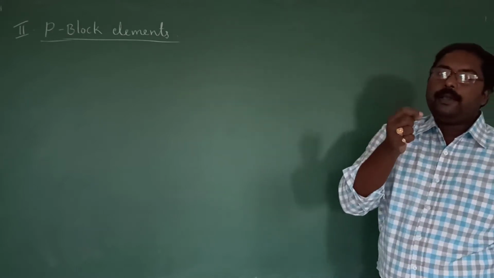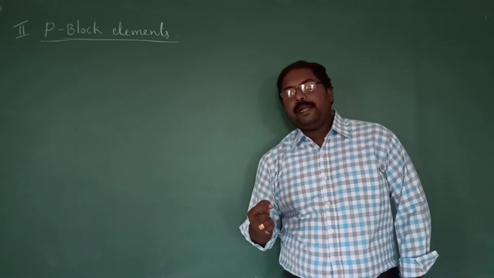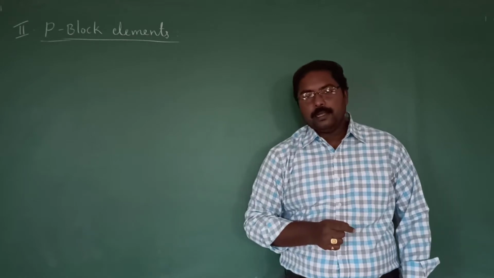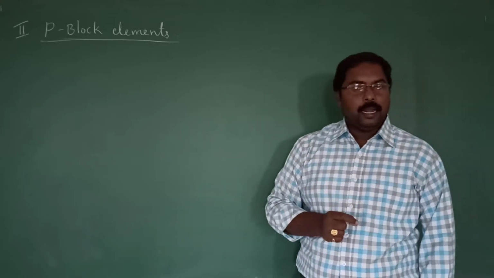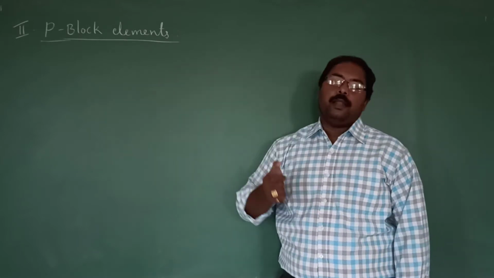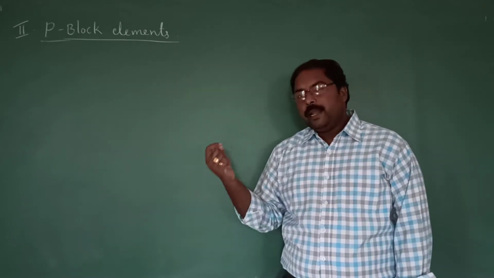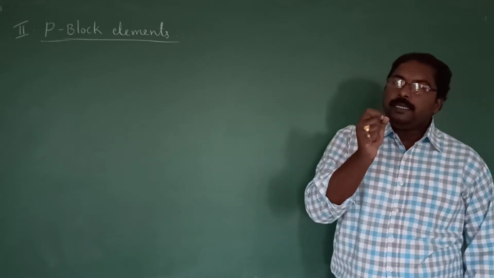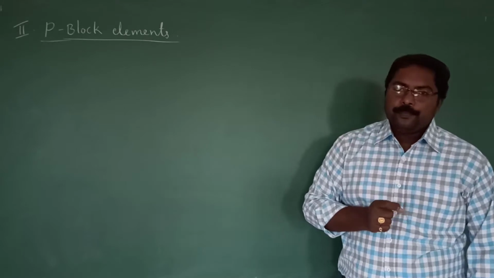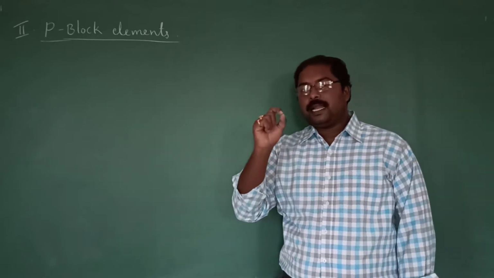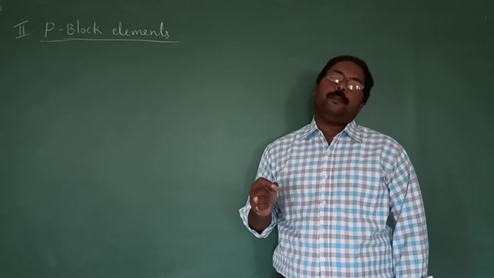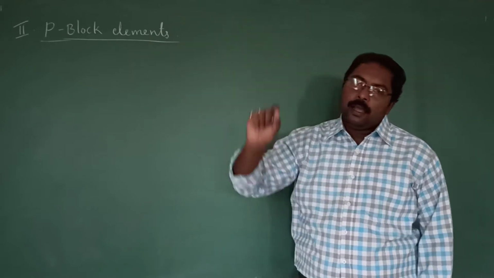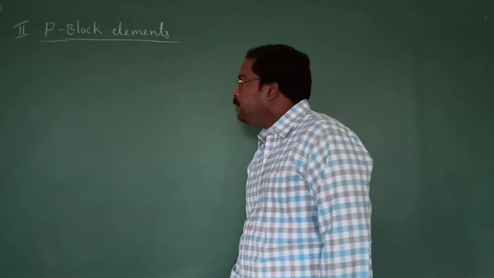How do we define S block elements? The elements in which the last electron entered into the S orbital are called S block elements. Now coming to P block elements: the elements in which the last electron, the differentiating electron, enters into the P orbital are known as P block elements. So first note down the definition.